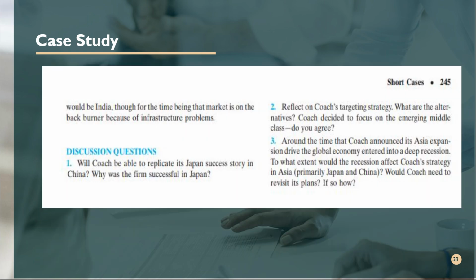And the last question: around the time that Coach announced its Asia expansion drive, the global economy entered into a deep recession. To what extent would the recession affect Coach's strategy in Asia, primarily Japan and China? Would Coach need to revisit its plan? If so, how?